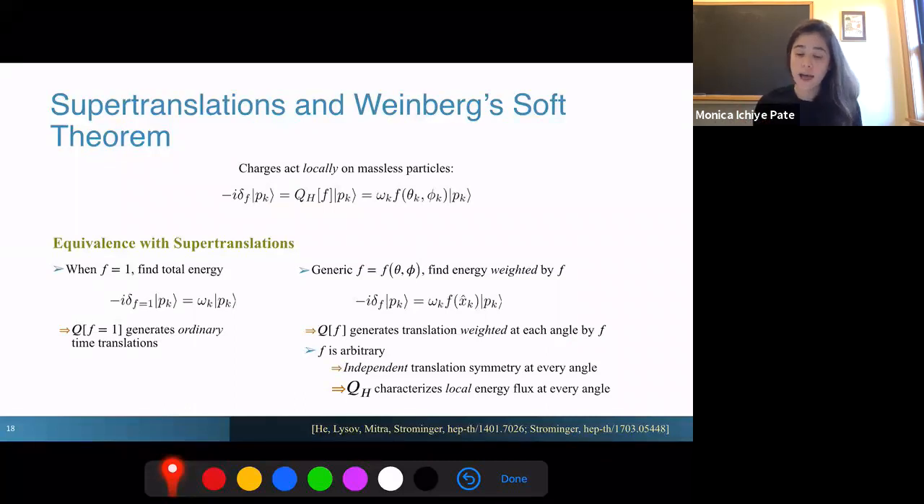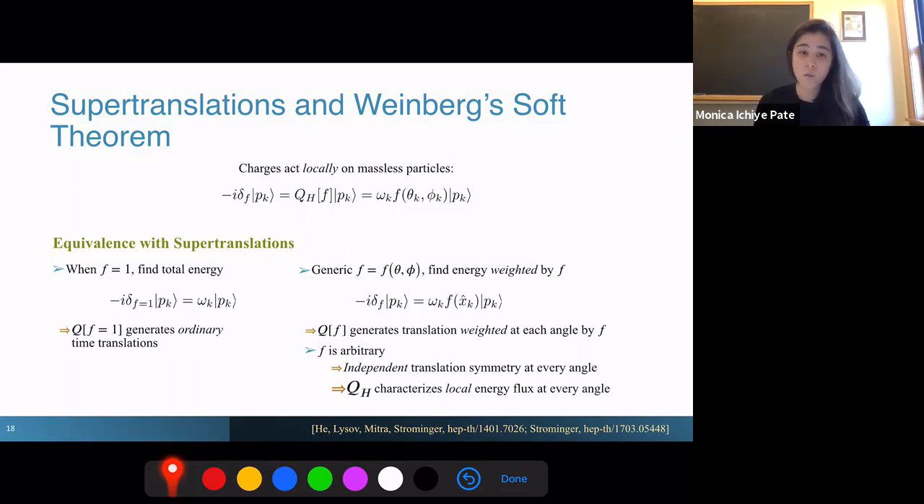So now with this local action, let's consider the case in which this function is constant and equal to 1. So then the eigenvalue of the hard charge is just the energy of the particle on which it acts. But we know that a transformation of a momentum eigenstate that returns its energy is just an ordinary time translation. So therefore, we can identify the symmetry transformation when f is constant as generating an ordinary time translation.